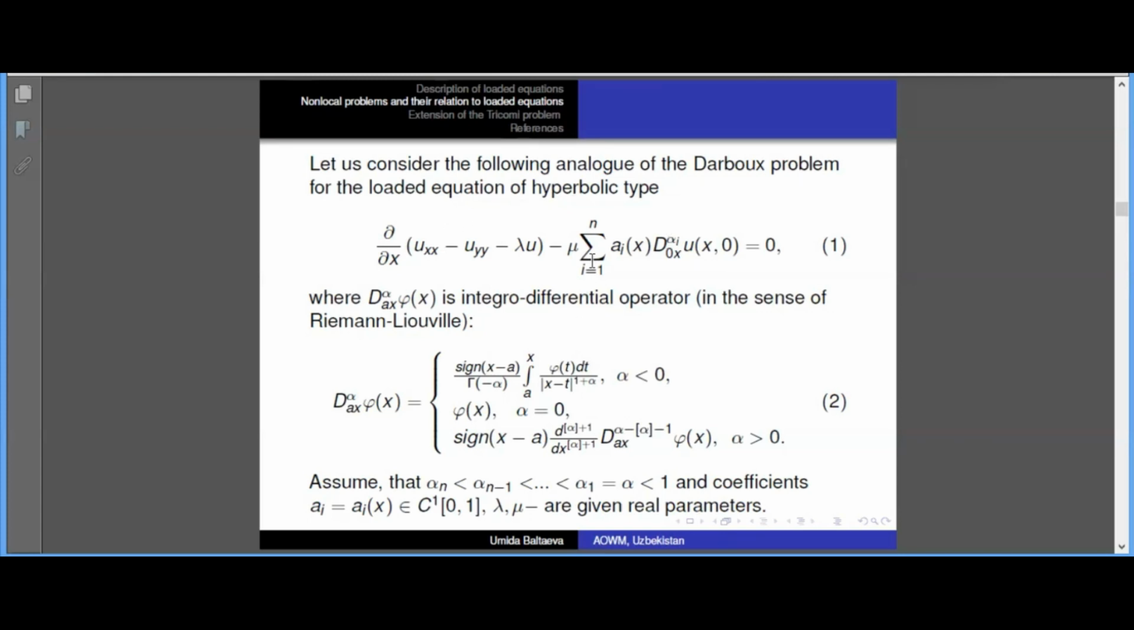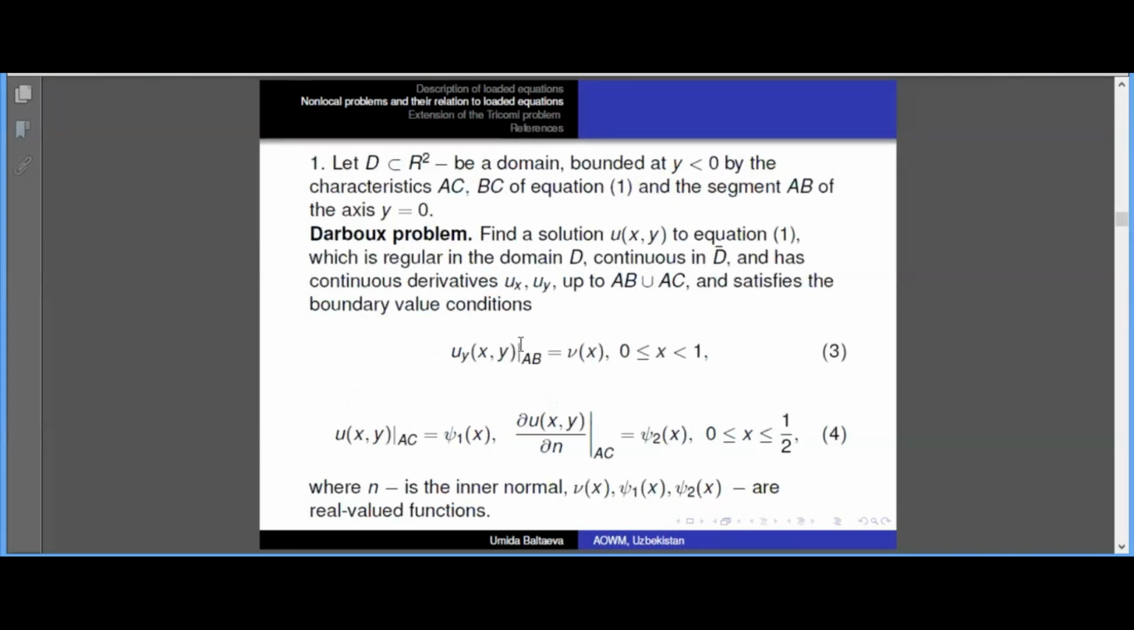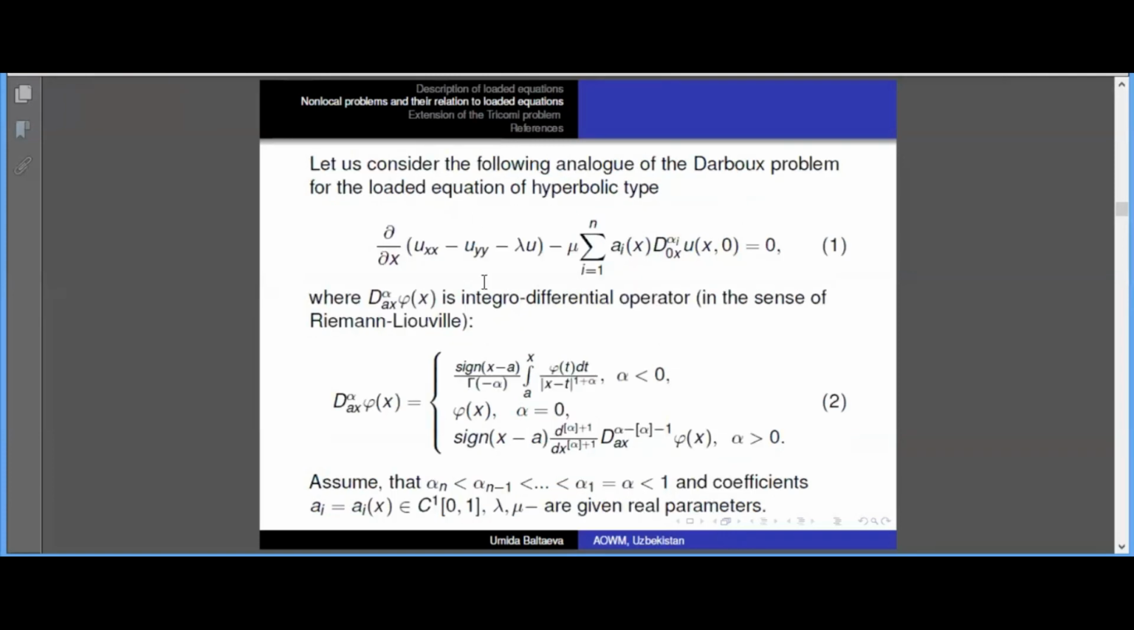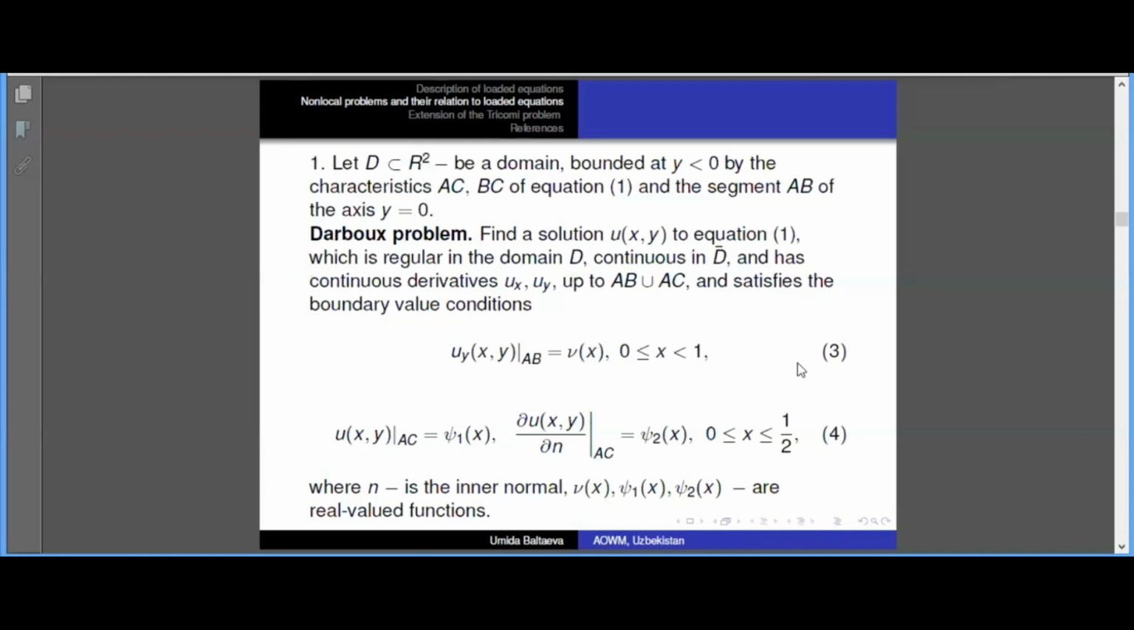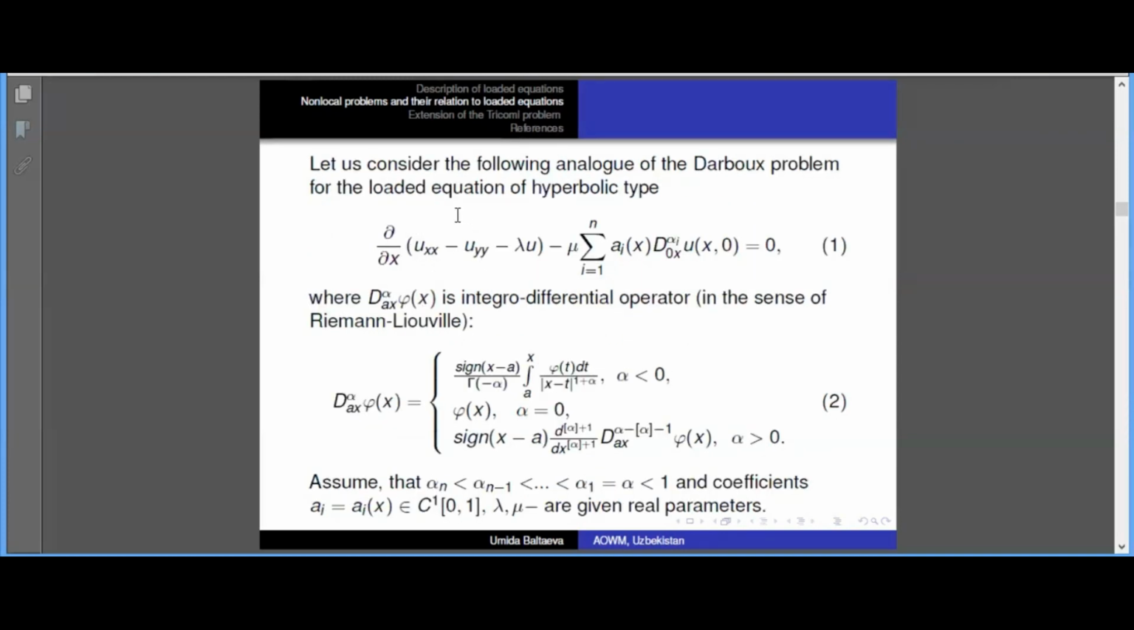If we investigate one of the problems, for example the Darboux problem for this kind of equation, in very simple and classic form, for example in the characteristic domain with conditions 3 and 4, capital V is the domain in R2. It is bounded by the characteristics AC and BC of this main part.